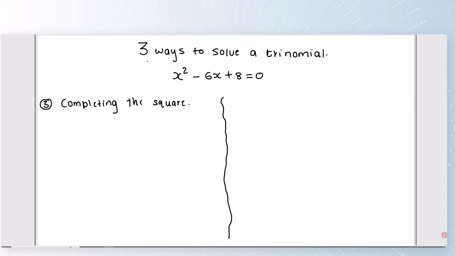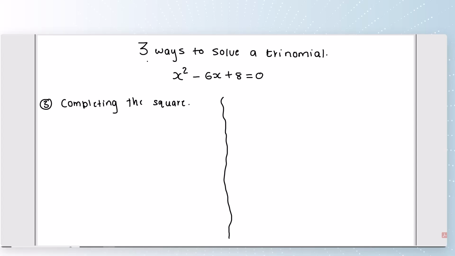Hi friends, welcome to the third and final lesson in 3 ways to solve a trinomial. I will, however, make a fourth lesson where we're going to derive or prove the quadratic formula. It's just going to be an additional lesson, all right? So let's do this one. We are completing the square now.